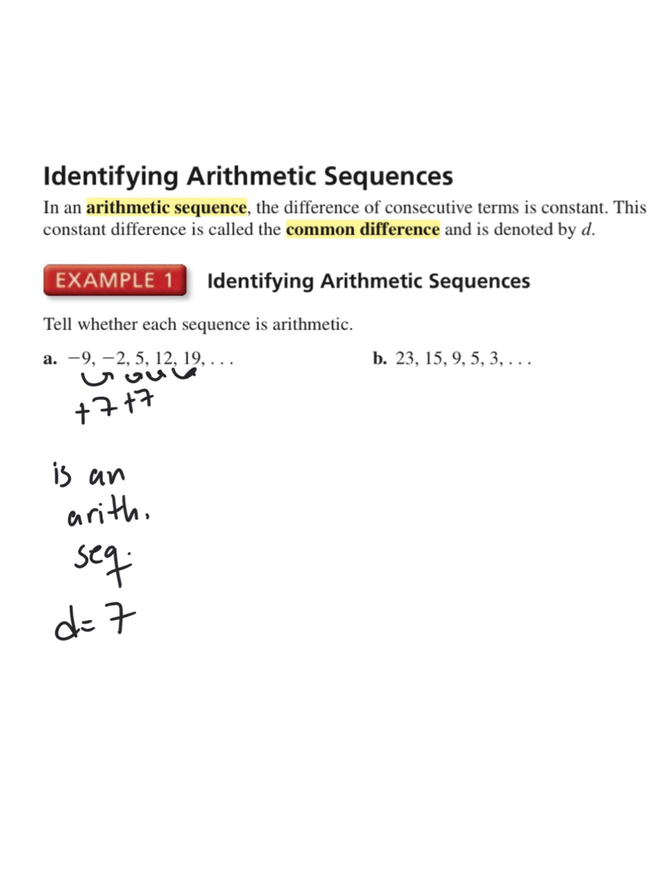Now let's figure out if B is. We're going to subtract 8 on both sides. And then we get 15, because that's the difference between 23 and 15. If we were to take 8 away, we actually don't end up with 9. We end up with 7. So B is not an arithmetic sequence.